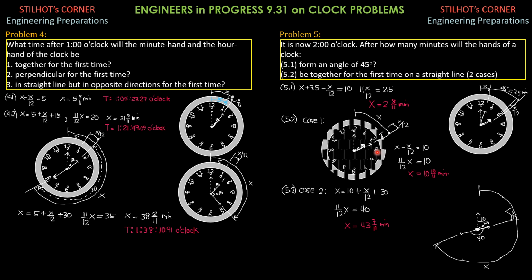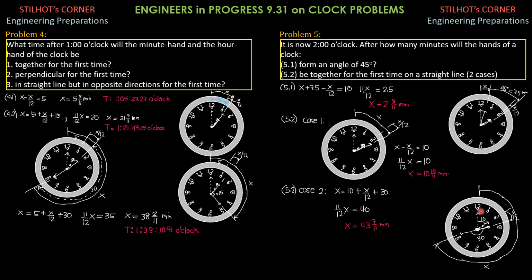Then for 5.2, case 1, this should be the figure. They are opposite. They are together for the first time. Initial position of the minute hand to its final position x. Initial position of the hour hand pointing the 2 mark to final position x over 12. So from the figure, x minus x over 12 is 10 minutes. It ends at 2. So x is 10 and 10 over 11 minutes to be exact.